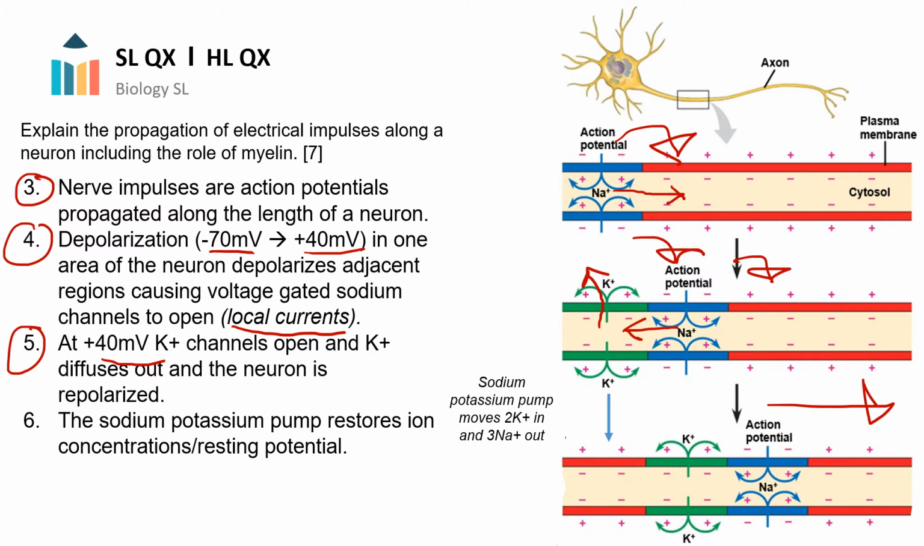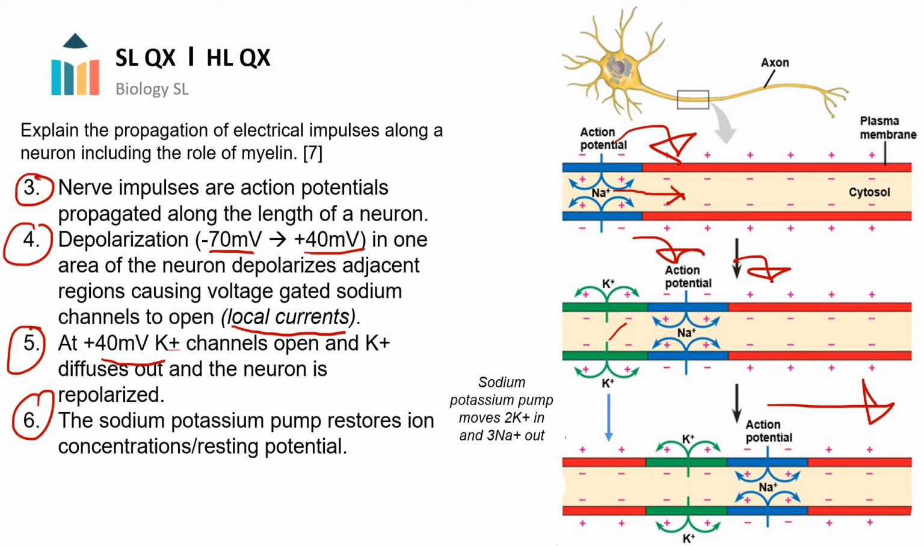Later, what this means to adjacent areas is when sodium diffuses back this way, the charge is already positive. The voltage-gated sodium channels are already open, so no further sodium can diffuse in, no further action potentials can be achieved because the ion concentrations are the opposite of what they need to be. The sodium-potassium pump restores ion concentrations and the resting potential. It does that in the following way.